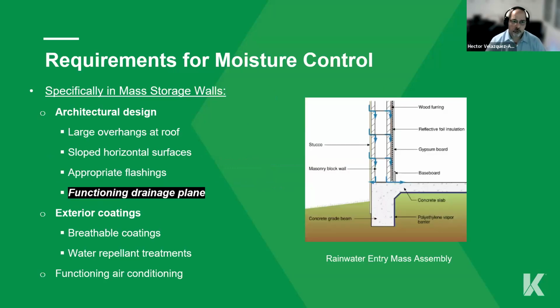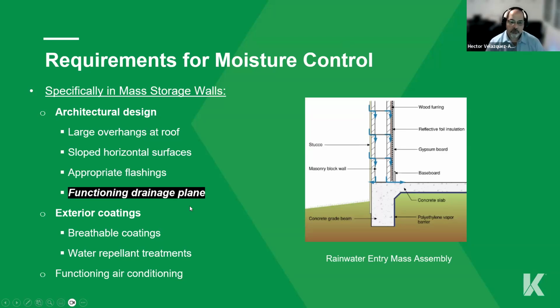Requirement for moisture control, specifically in mass storage walls. Typically, your architectural design features are a large overhang at the roof, sloped horizontal surfaces, appropriate flashing, and a functioning drainage plane. That is critical, especially on mass storage walls. You want to have your drainage plane working. So as you can see from the picture, water will eventually penetrate the building. You want it to come out of that wall and outside.